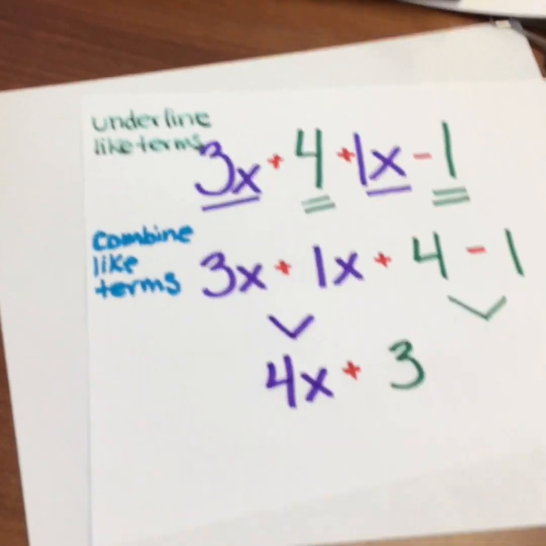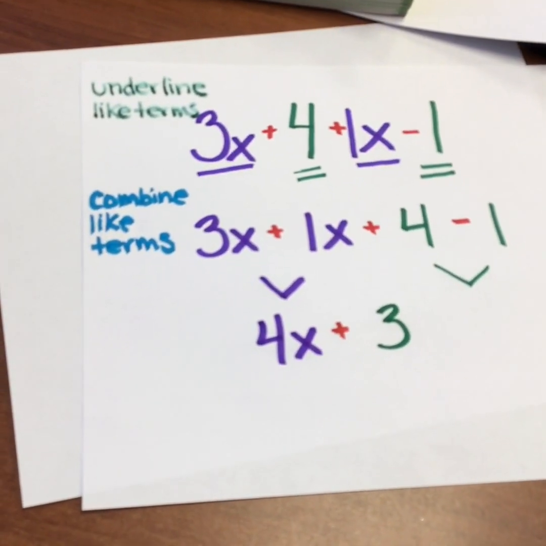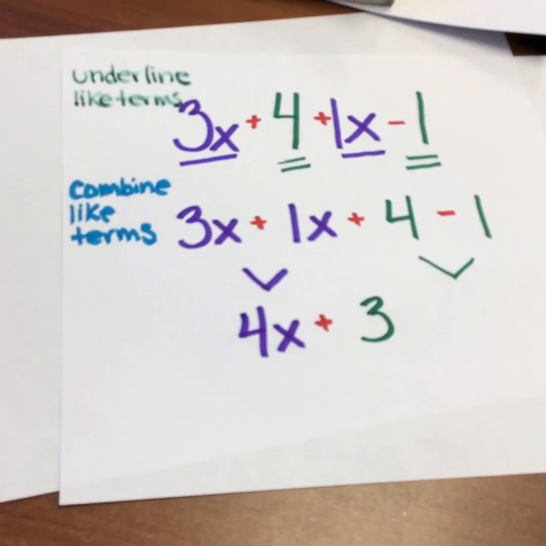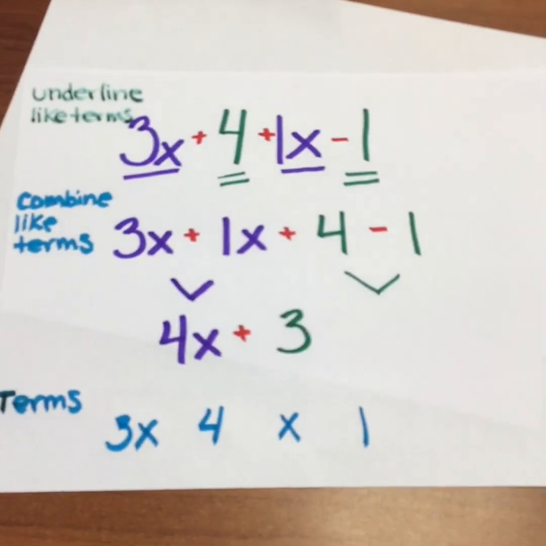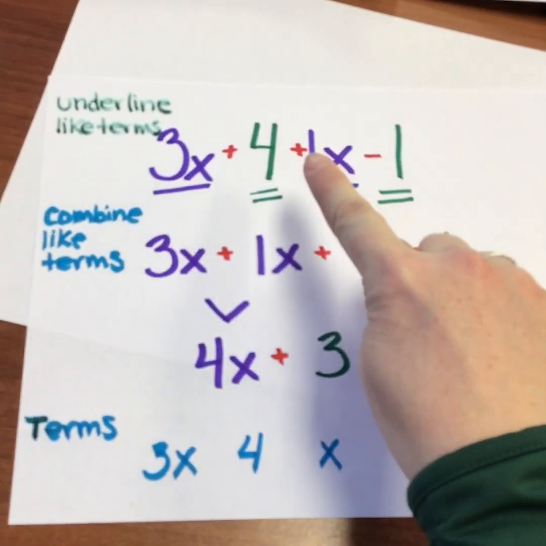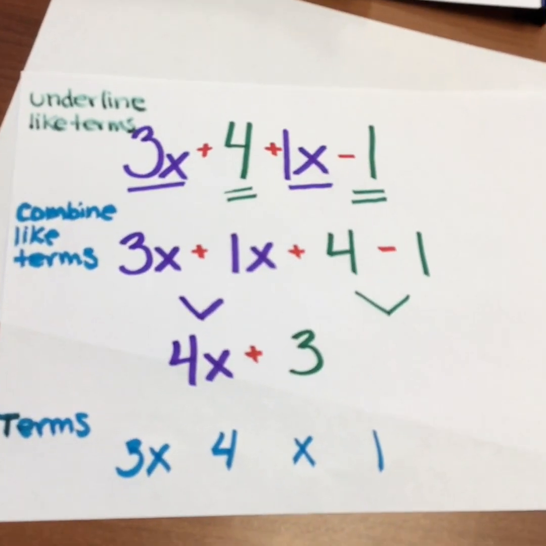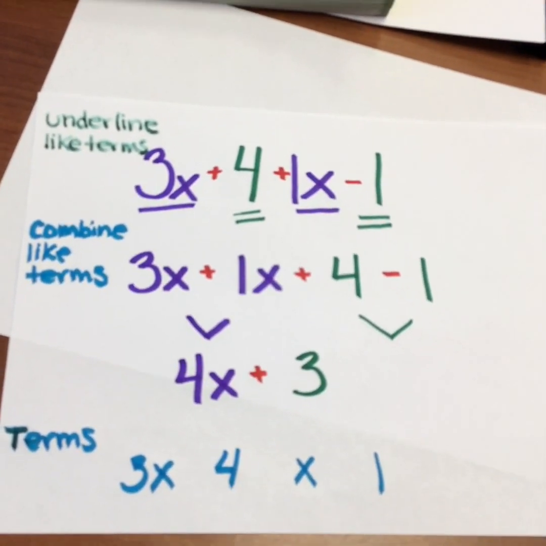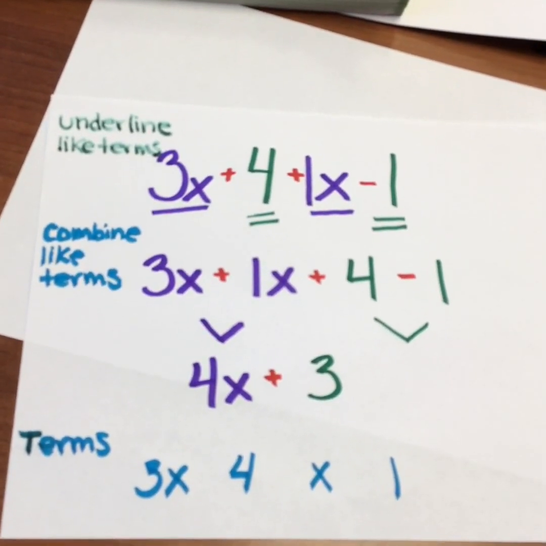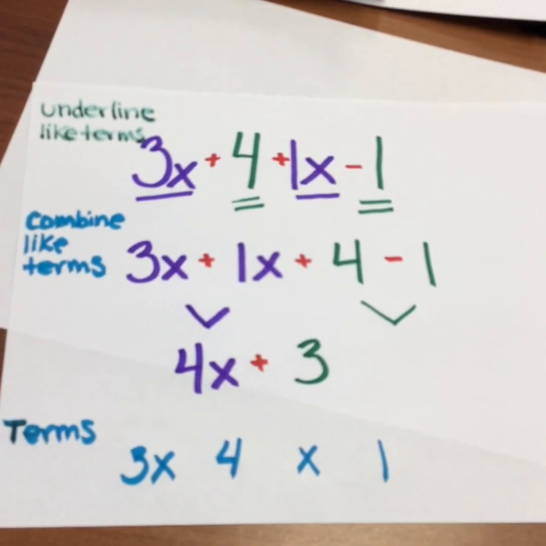Now, we also have to talk about terms. Like terms mean they're the same and you can combine them. But terms means you're talking about everything in the expression. If you had to list out the terms in this expression, you would list out every single item that is separated by an operation symbol. So your first term would be 3x, 4 would be a term, x would be a term, and 1 would be a term on its own. Every single thing in the algebraic expression is a term, but you can only combine like terms.